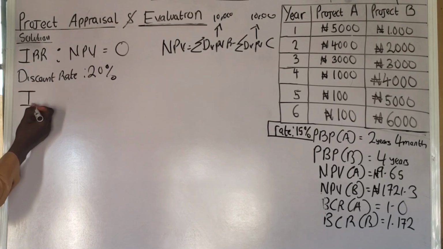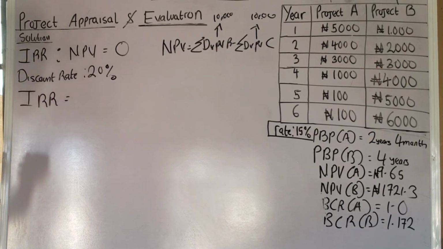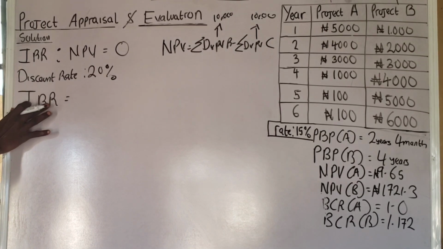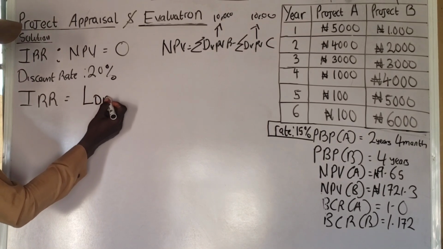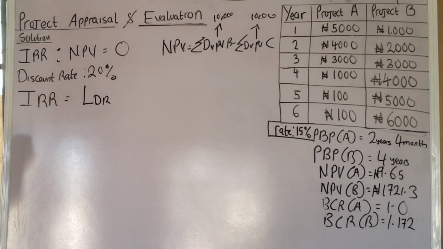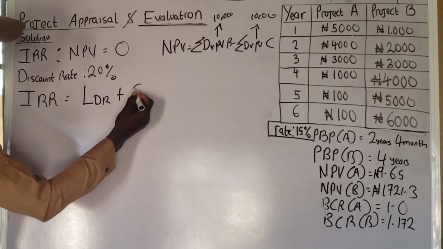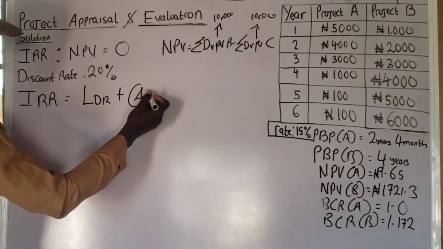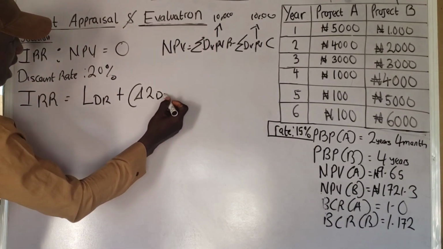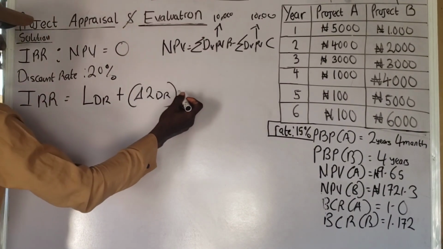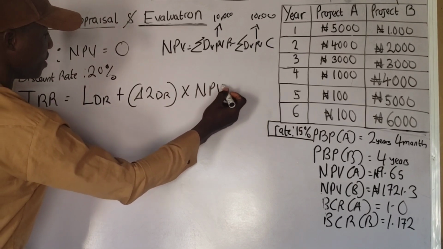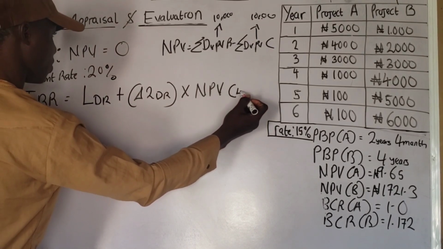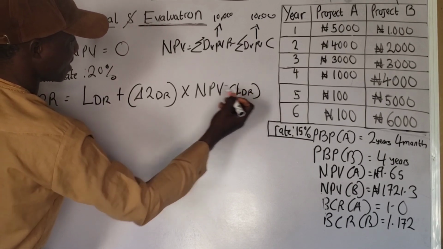The internal rate of return, IRR, please pay attention, equals LDR, are you paying attention, plus change in the discount rates multiplied by NPV of the low LDR. You just have to pay attention, okay?